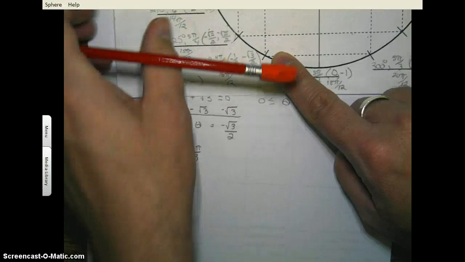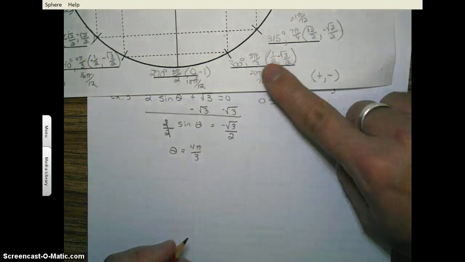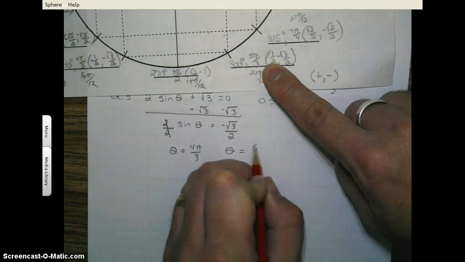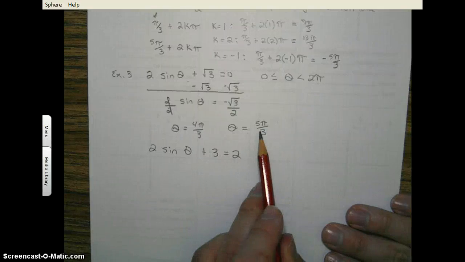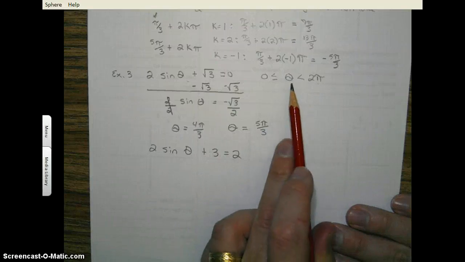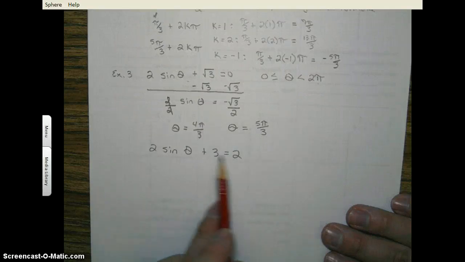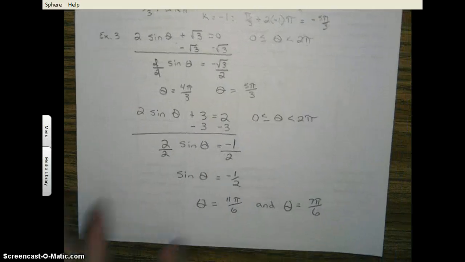Any other solutions on this interval? And 5 pi over 3. Okay, and remember we're on this interval. So these are the only 2 solutions on that interval. Okay? All right, here's one for you to try. Please pause the video and give this one a try. Okay, and here are your 2 answers. I hope you got them right. Okay, on to the next example.